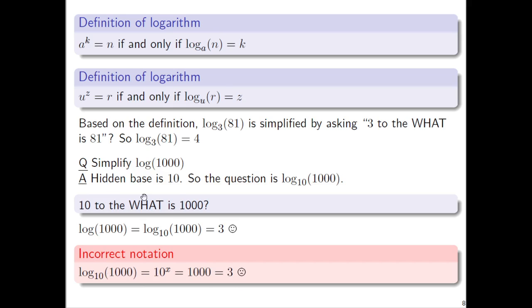So just off to the side, you answer the question, 10 to the what is equal to 1000, and then whatever that what is gets reported as the answer. You notice the notation here is log base 10 of 1000 just literally equals 3.